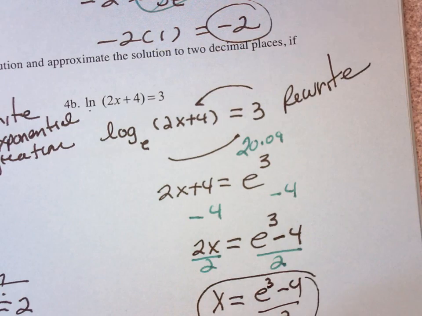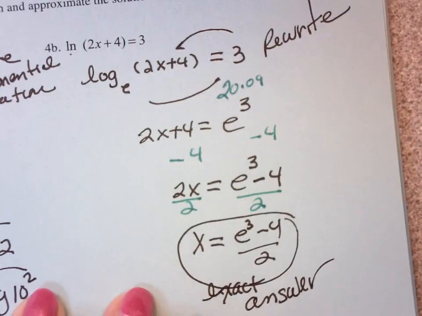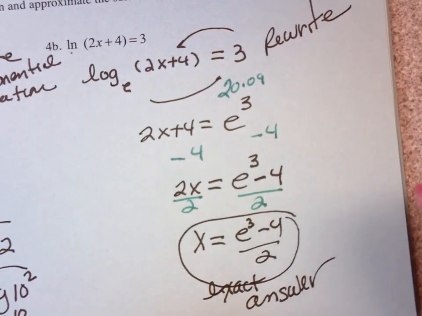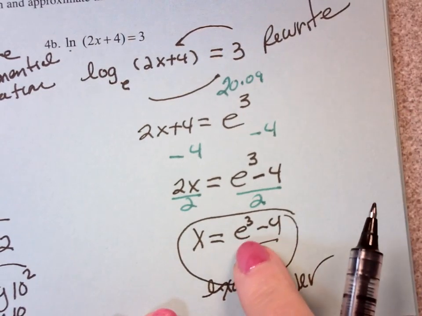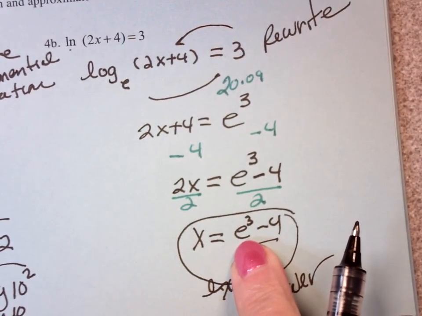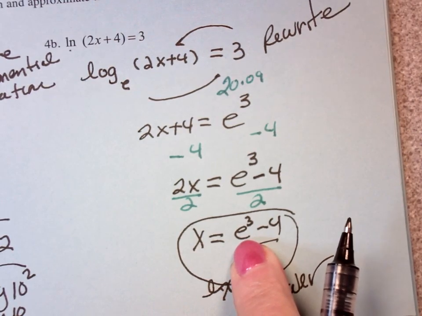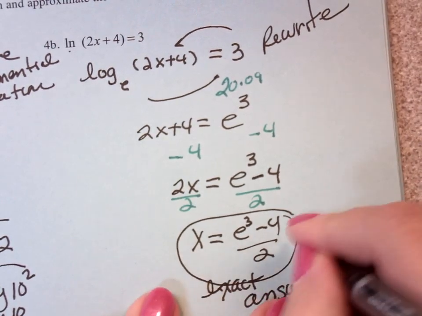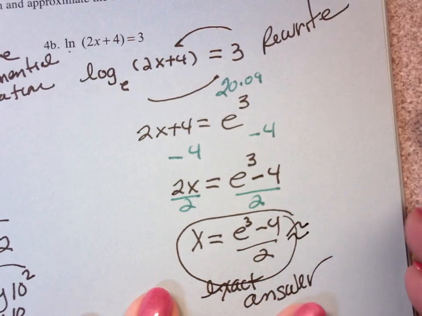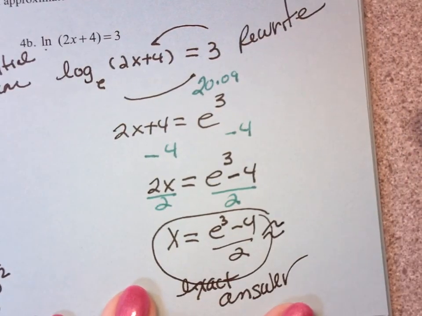This is what we call an exact answer. And the reason for that is the minute I turn e cubed into a number like 20.09, I've rounded. So if I want the approximate, I would put that into my calculator.